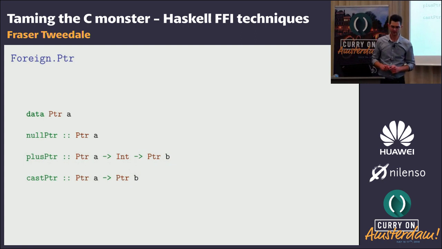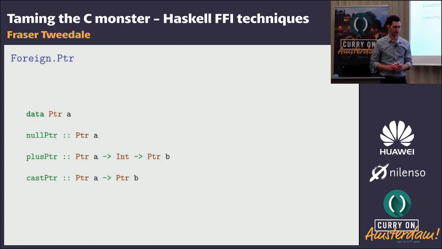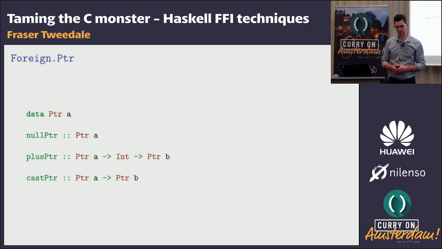Types for pointers live in the Foreign.Ptr module. So Ptr A is an opaque type for a pointer to a value of type A for some A. There's the null pointer value, which is just any pointer that is a null pointer, regardless of the type. And functions for doing pointer arithmetic. So, take a pointer and give me the pointer for some offset from that pointer, and casting from one pointer type to another. And of course, there are a bunch of other related functions.